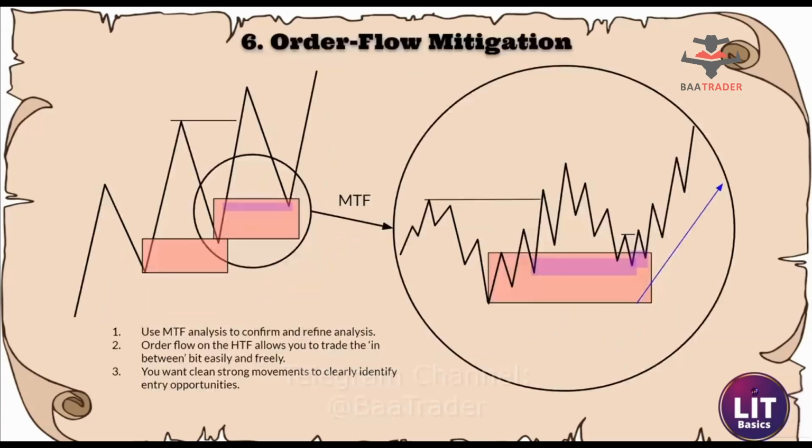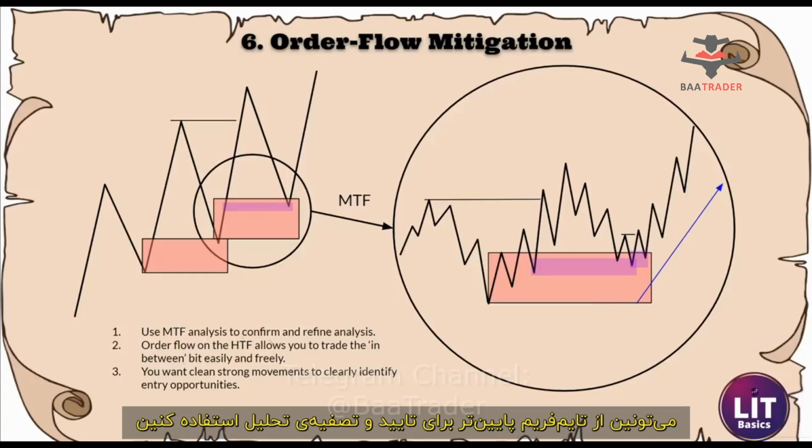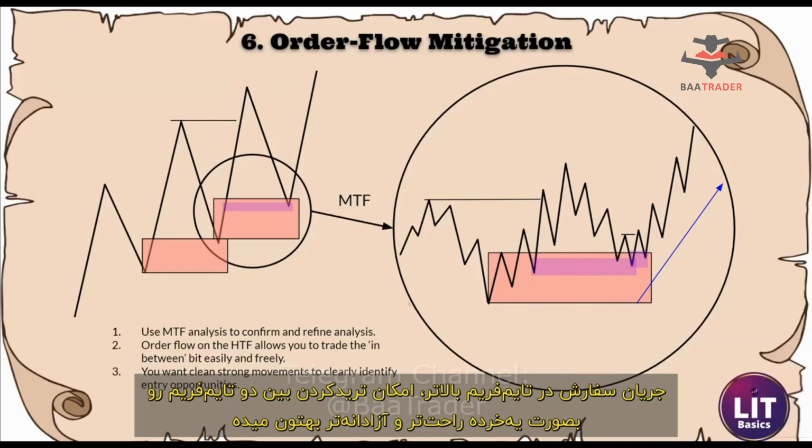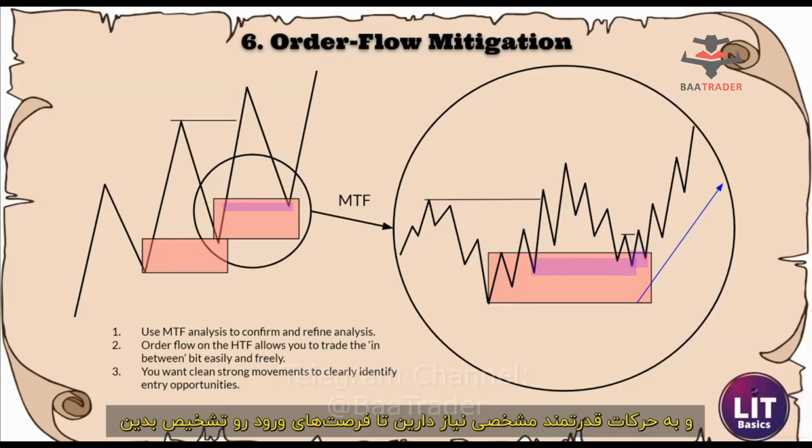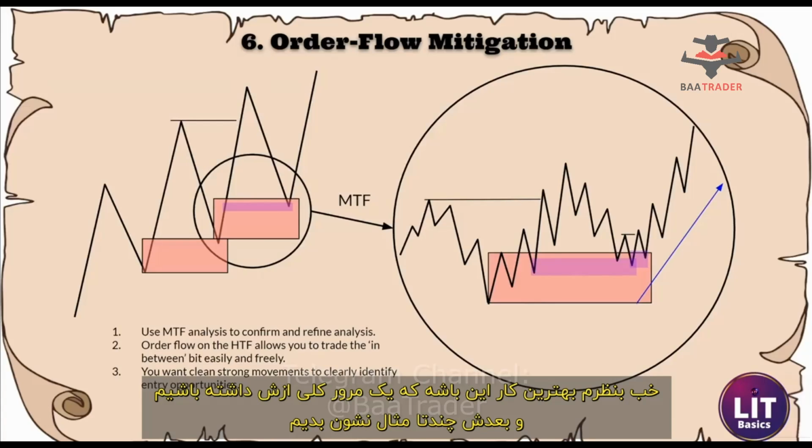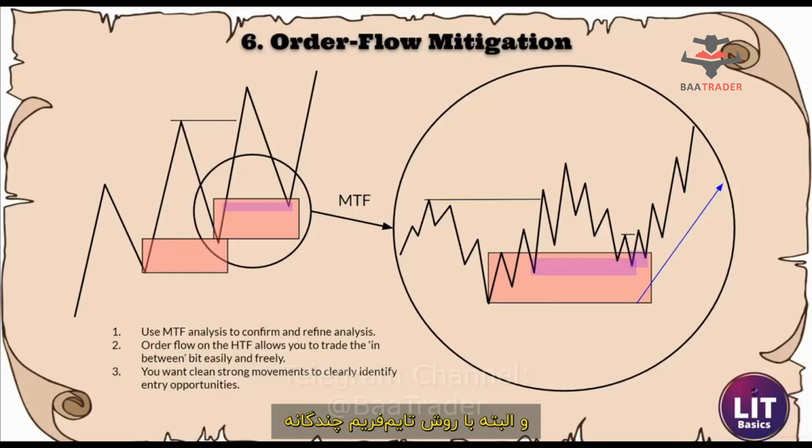So here's what it looks like. This is a medium time frame, and this is our lower time frame. You can use medium time frame analysis to confirm and refine analysis. Order flow on the higher time frame allows you to trade the in-between bit a bit easier and more freely, and you want clean, strong movements to clearly identify entry opportunities. So I think there's no better way to go over it than to just show some examples. But obviously, a multiple time frame approach.